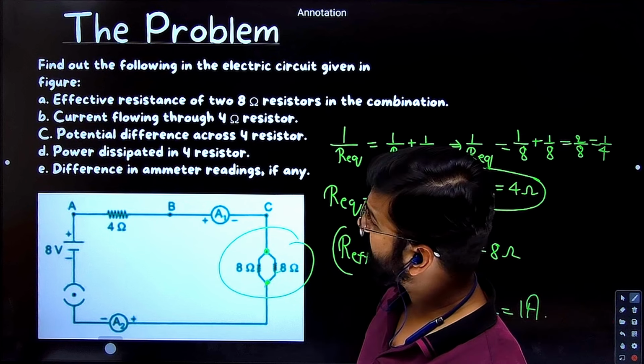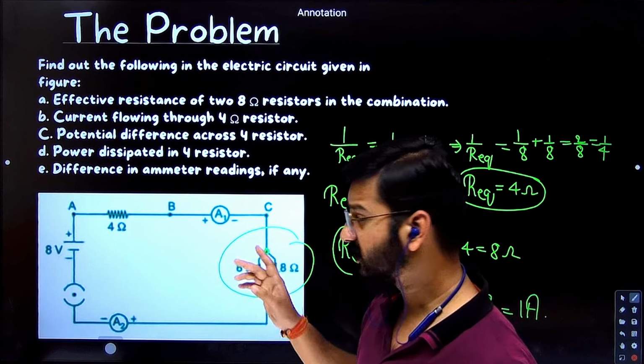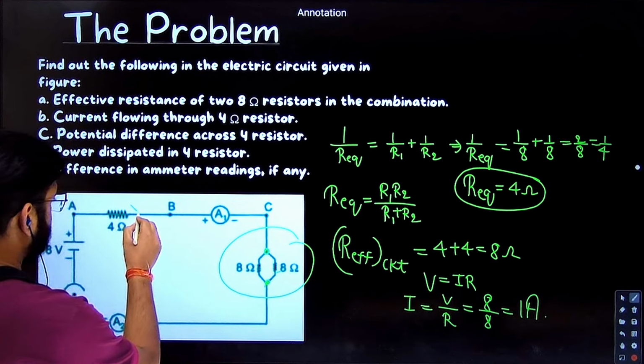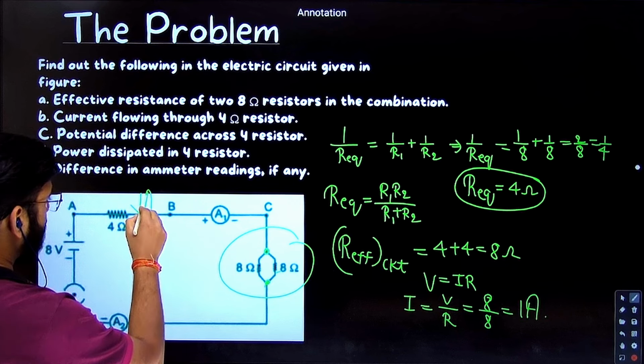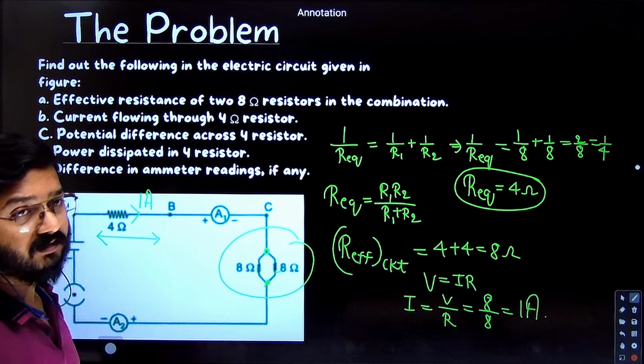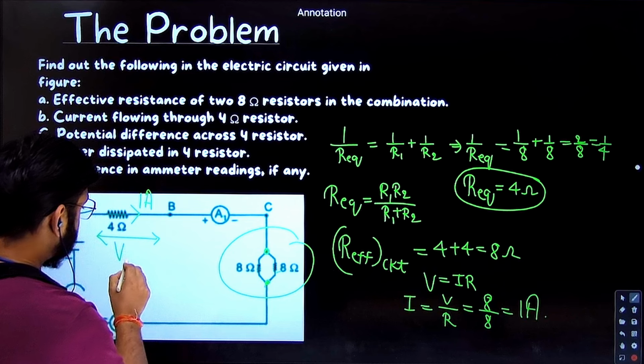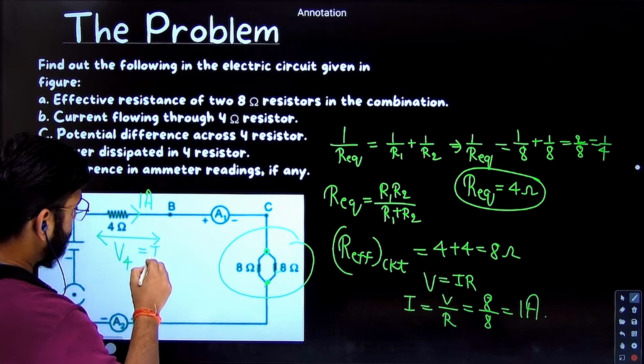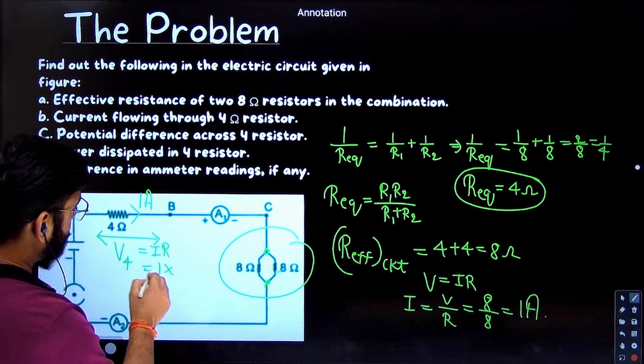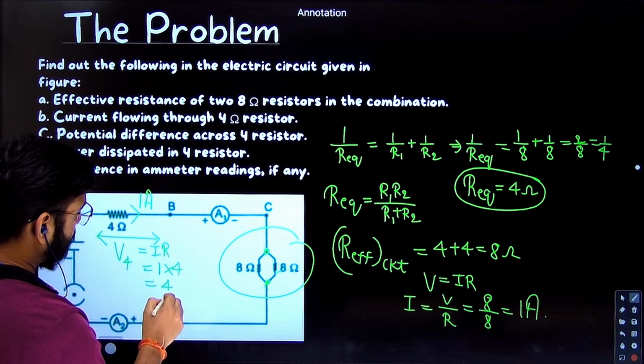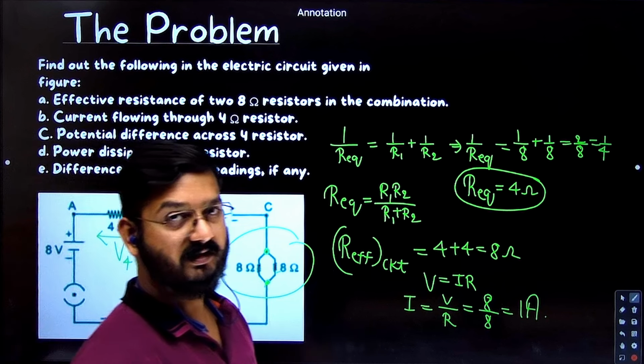So what is the answer for the third part? Potential difference across 4. Current flowing in this is 1. So how to find the potential difference? Ohm's law, V equal to IR. So the potential difference across the 4 ohm will be equal to I into R. So I is 1, R is 4. So the answer is how much? 4 volts. Simple.